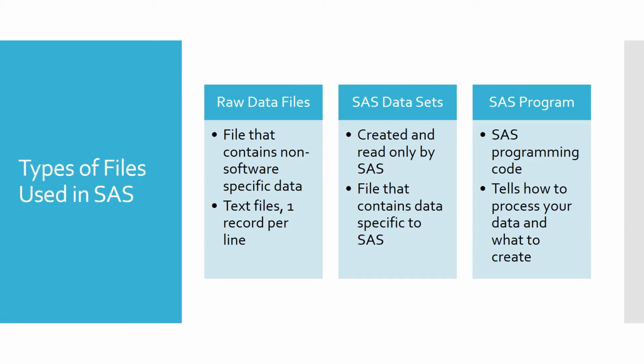Here are the types of files used in SAS. The first is a raw data file. It's a file that contains non-software specific data. It's also a text file, with one record per line. The next is a SAS dataset, created and read only by SAS. It's a file that contains data specific to SAS. Last is a SAS program. It's SAS programming code that tells how to process your data and what to create.